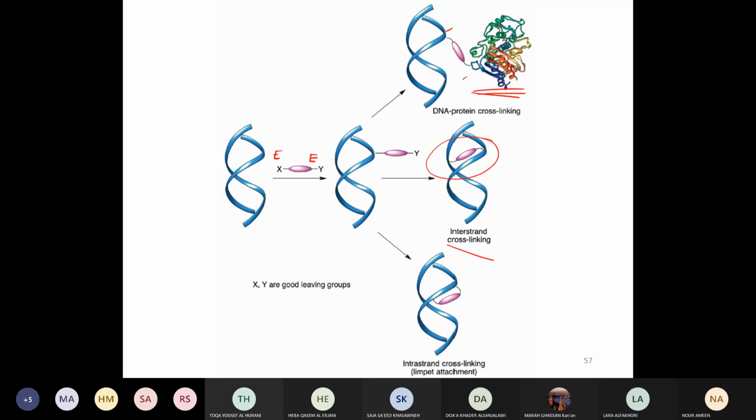Okay. Now in case I have, let's say, alkylation on the same strand, of course it will not be as efficient as in the case of cross linking, but being on the same strand, this is what we call intrastrand cross linking rather than interstrand. When it's on the same strand, we call it intrastrand.